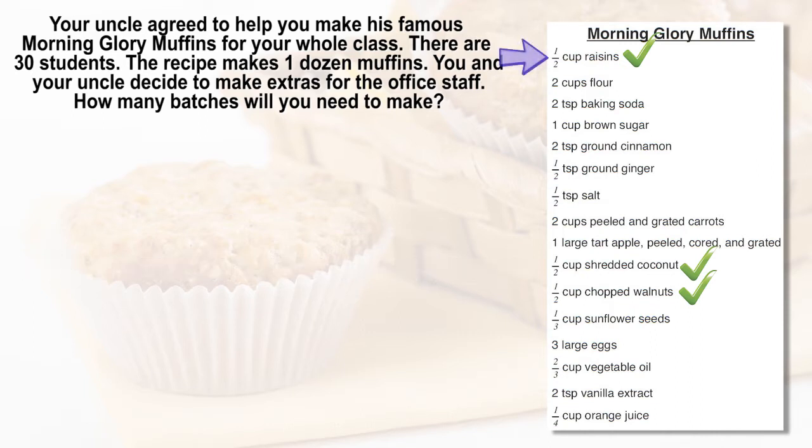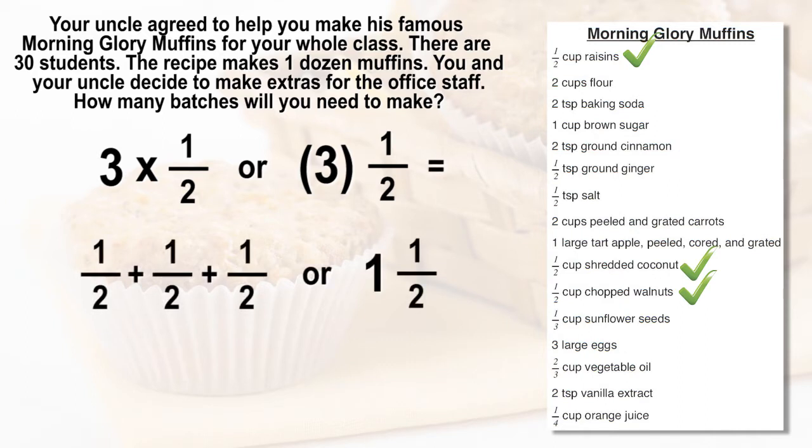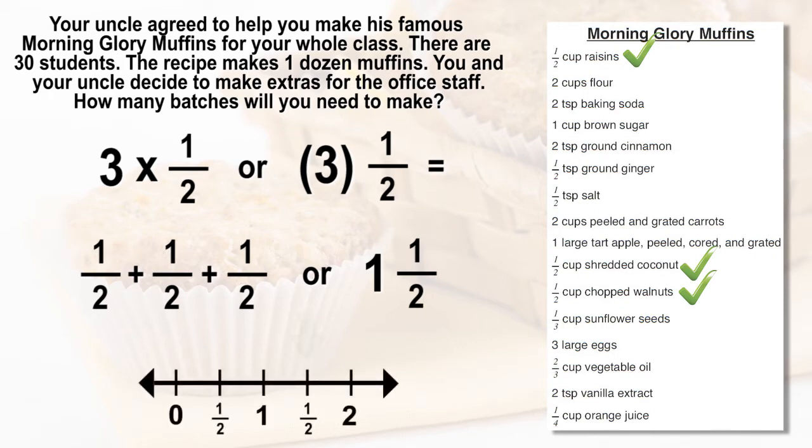The first ingredient in the recipe calls for 1/2 cup of raisins. Our equation is 3 multiplied by 1/2 cup, or 3 groups of 1/2. We can visualize this several ways. 3 groups of 1/2 is equal to 3 halves, or 1 1/2. Looking at the visual representation, we can see that the product is more than 1 and less than 2. This means that the product lies between 1 and 2.